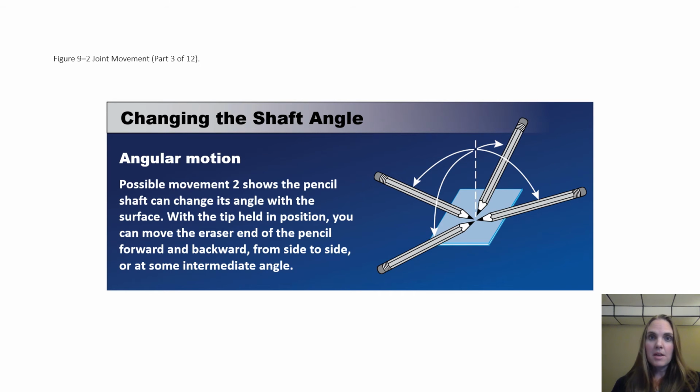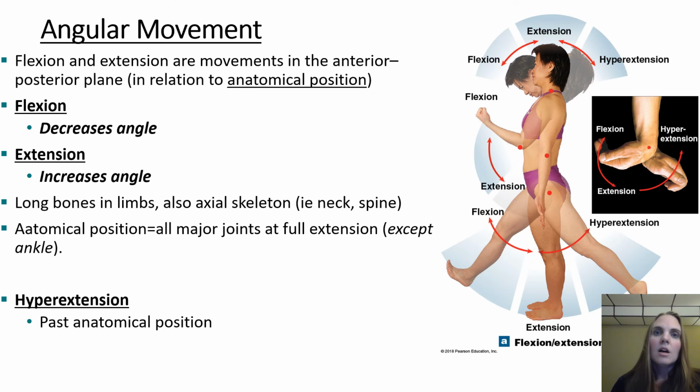Now, if we take that pencil and we keep the tip held in that same spot, but we move it side to side, this is showing you an angular motion. So we're either increasing or decreasing the angle of the pencil in relation to the phone or the piece of paper. So examples of angular movement, flexion and extension are movements in the anterior posterior plane in relation to that anatomical position.